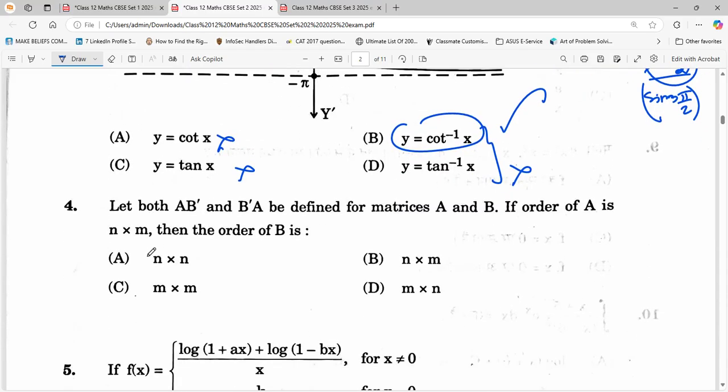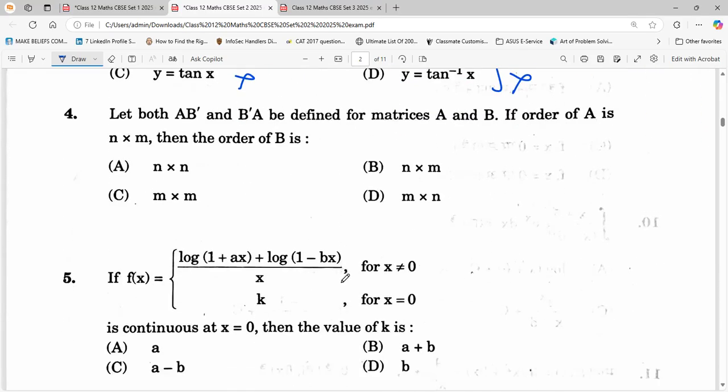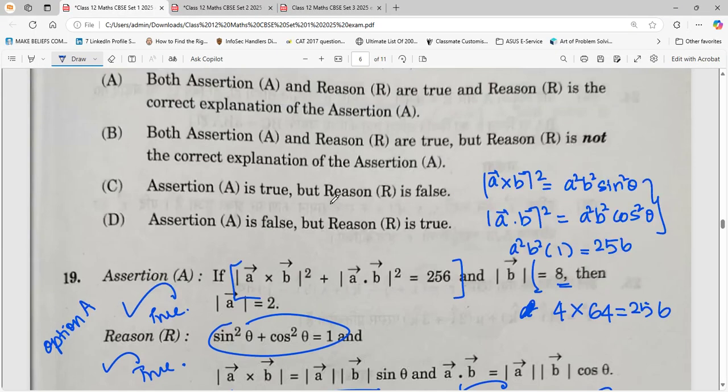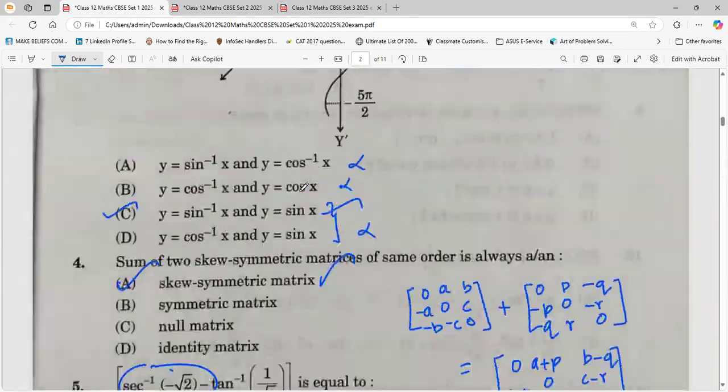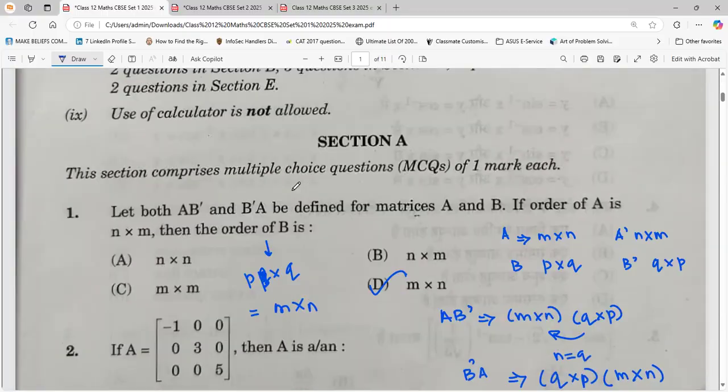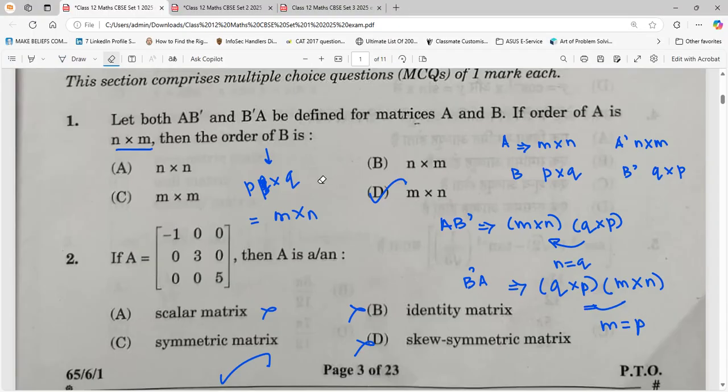Fourth question already, so I'm skipping that for now. But there's a small change in this question. In this case, they have mentioned it as n cross m, whereas in the previous set, was it n cross n or n cross m? Oh, it is n cross m.